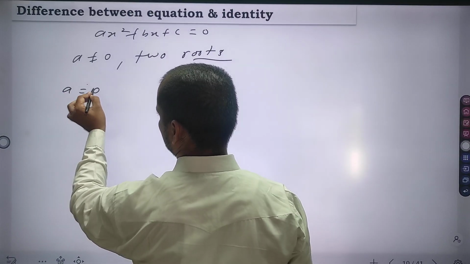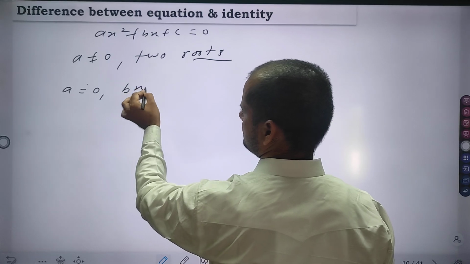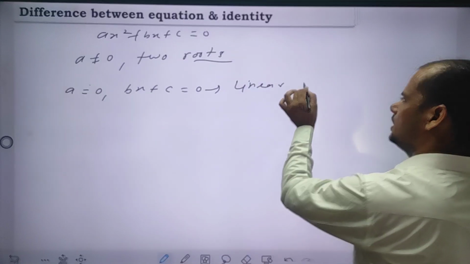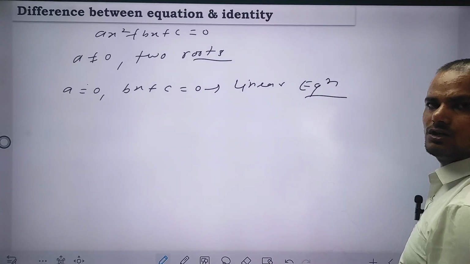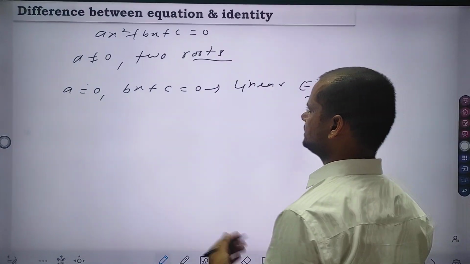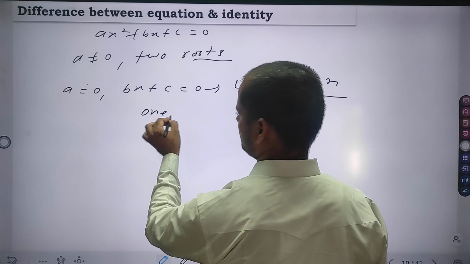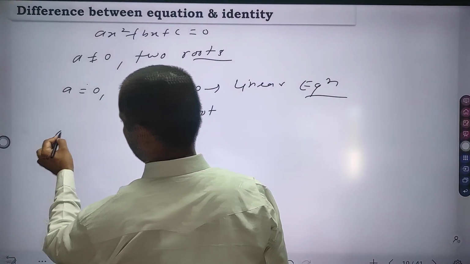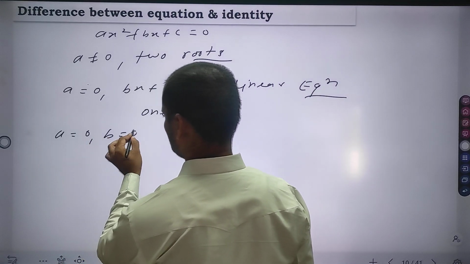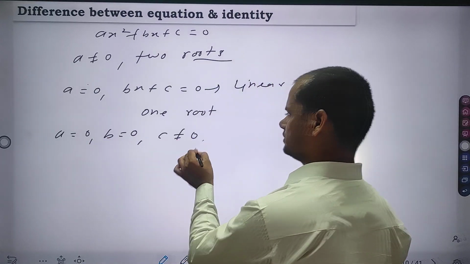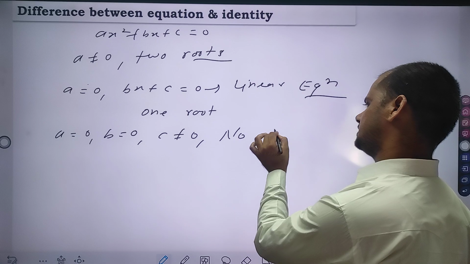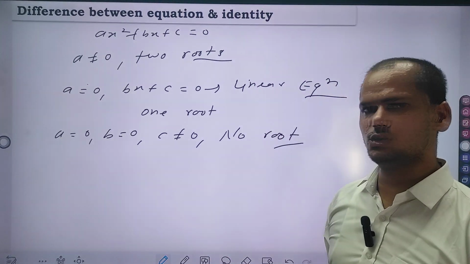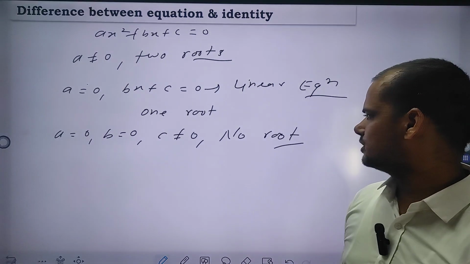And if a equal to 0, then this will become bx plus c equal to 0, and this is called a linear equation. The root of a linear equation is always 1. And if a equal to 0, b equal to 0 and c not equal to 0, then there will be no root.